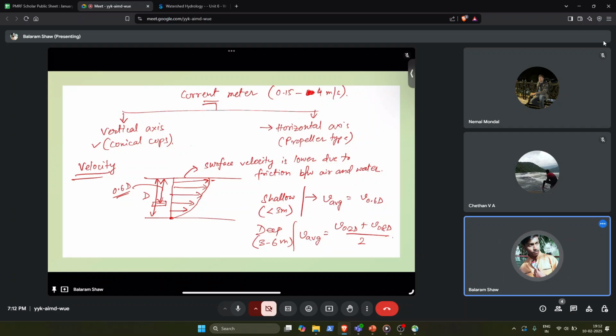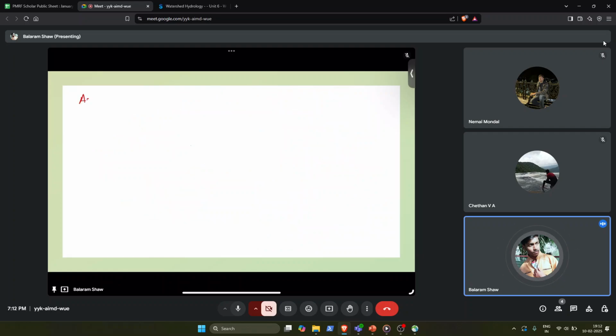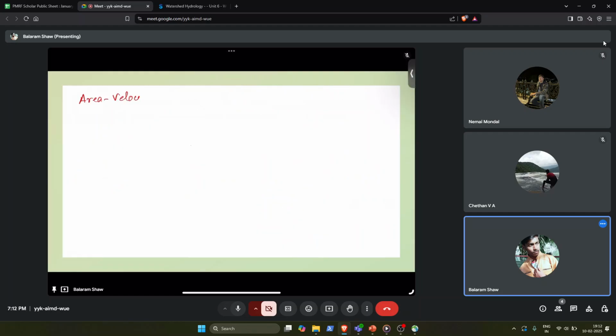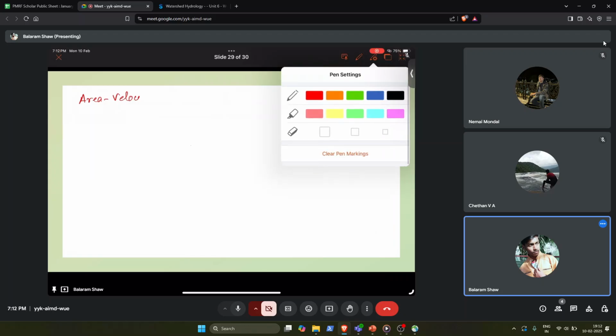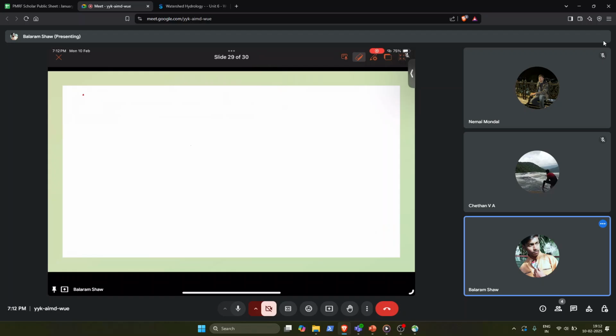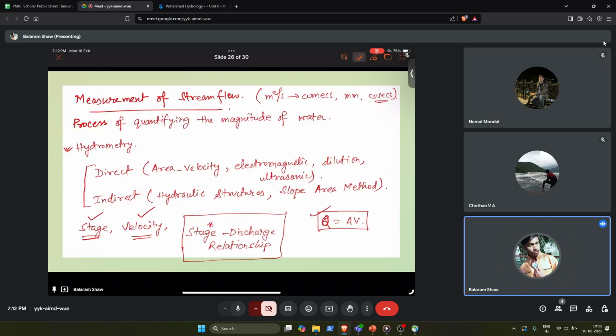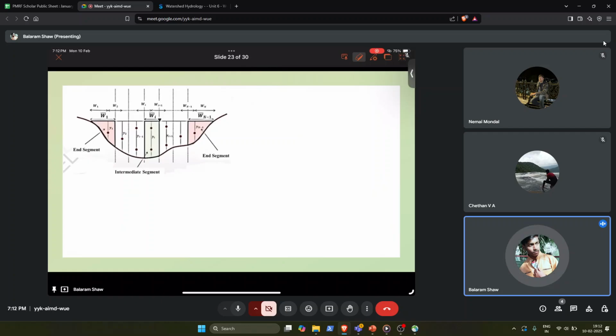So mainly we were mentioning the area velocity method, right? So we go to the area velocity method. This is the figure for the area velocity method.